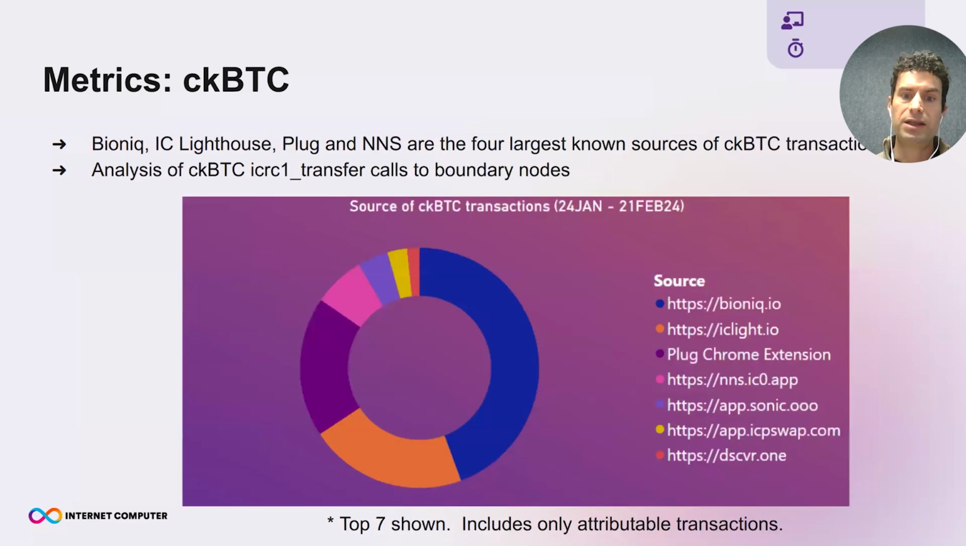And then analyzing boundary node activity to the ckBTC canister for ICRC-1 transfer calls. From the calls we can attribute to an app, Bionic leads with 44% of all ckBTC transactions. Then IC Lighthouse makes up an additional 22%. Plug makes up 19%, and NNS makes up 7%.